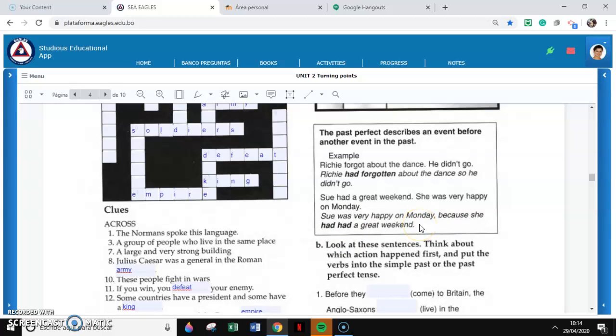So we usually and commonly use the past perfect to describe events that happened before another event in the past, and to tell about things that our friends did in past events, right?